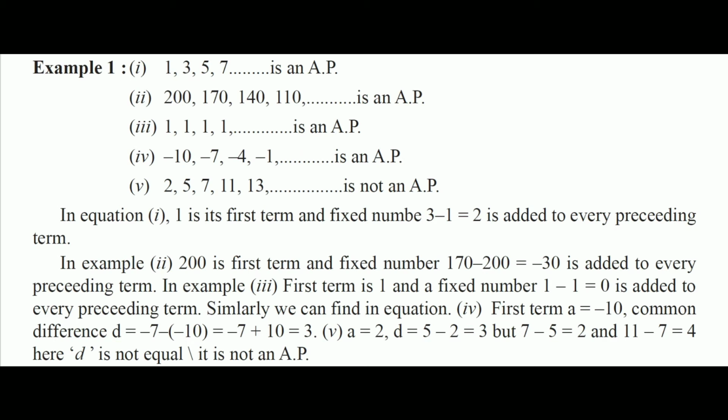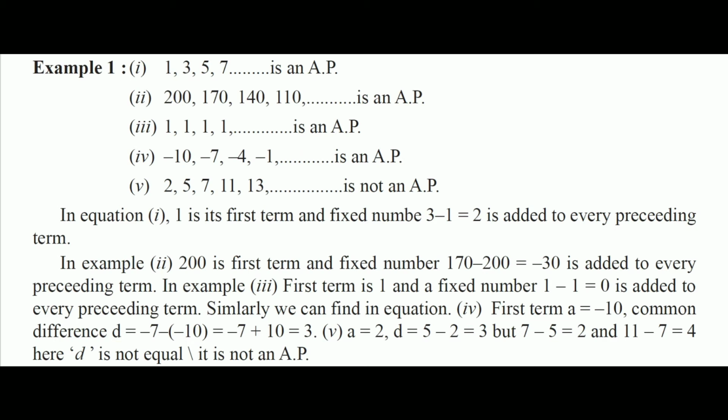Now by adding the common difference to each term, we get all the succeeding terms: 3 added to minus 7, we get minus 4. 3 added to minus 4, we get minus 1 and so on. Therefore, clearly it is an AP with first term minus 10 and common difference 3.